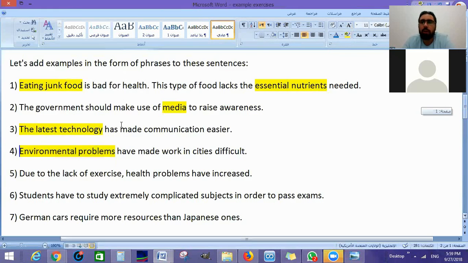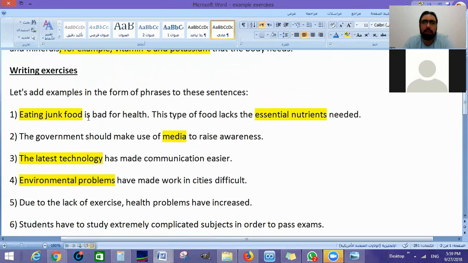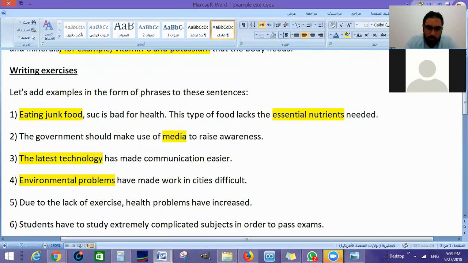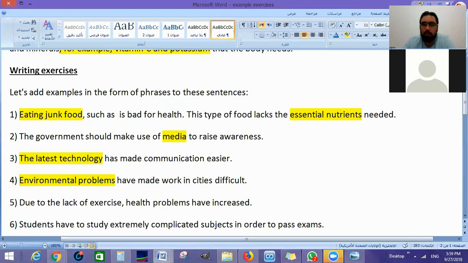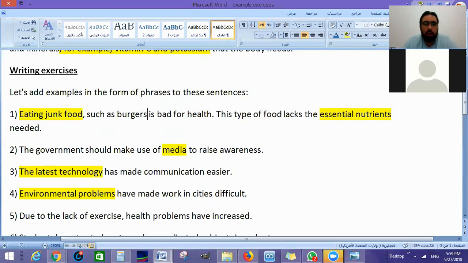Okay, so let's take a look at sentence number 1. Eating junk food is bad for health. This type of food lacks the essential nutrients. So what could we put here? Here we could put such as junk food, such as burgers. Okay, such as burgers is bad for your health. This type of food lacks the essential nutrients.